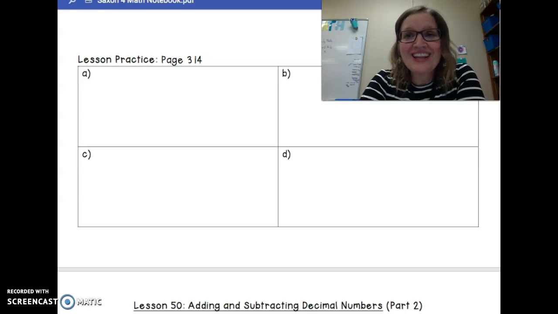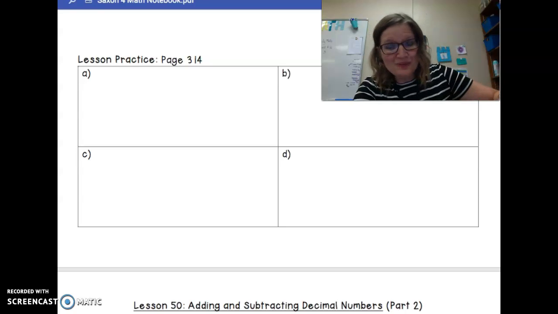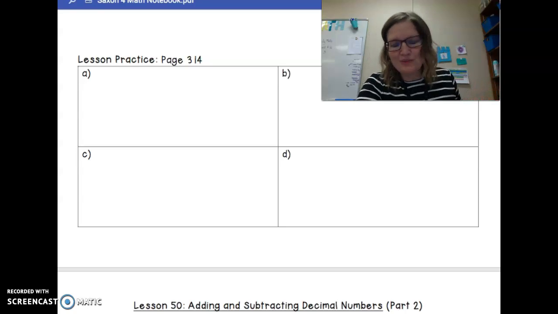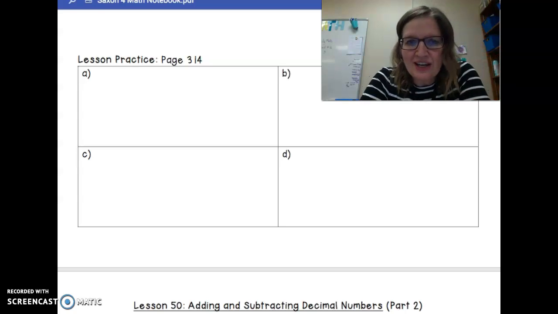Hi, we are on lesson 49, which is dividing or doing multiplication in groups, word problems with equal groups. Let's begin. In the practice set, you need to read the instructions.